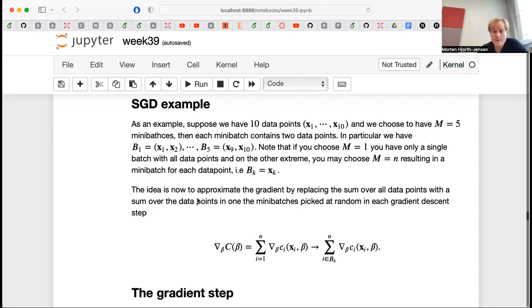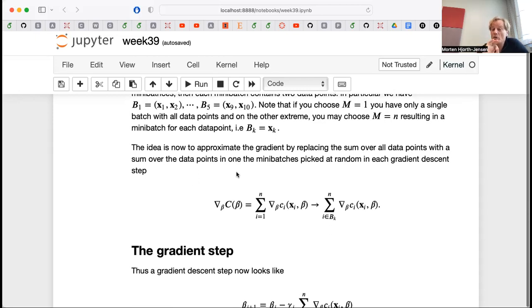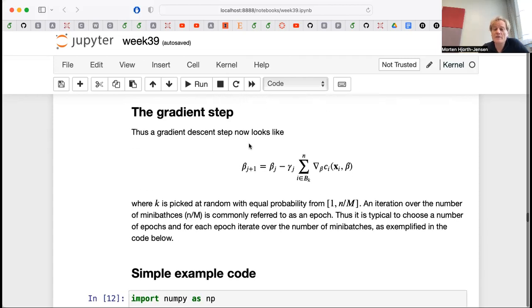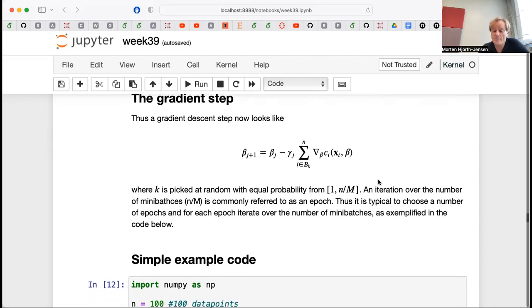So the idea is that you actually approximate the gradient by replacing the sum over all the data points with a sum over the data points in one of the mini batches picked at random in each gradient descent step. And from the codes, you will actually see what is being done here. So typically what you do then, you have a gradient descent step, which now looks like this. So you update your parameter beta, and you sum over the batches which you have, and you compute the gradients.